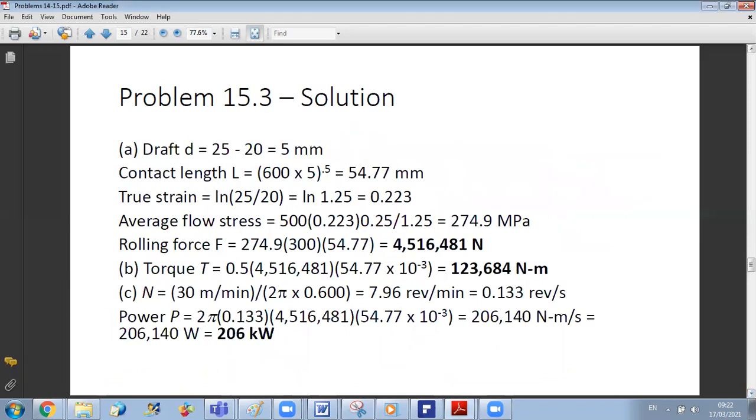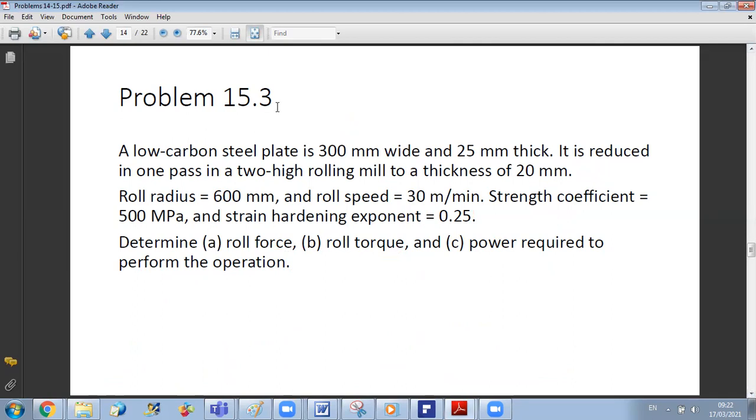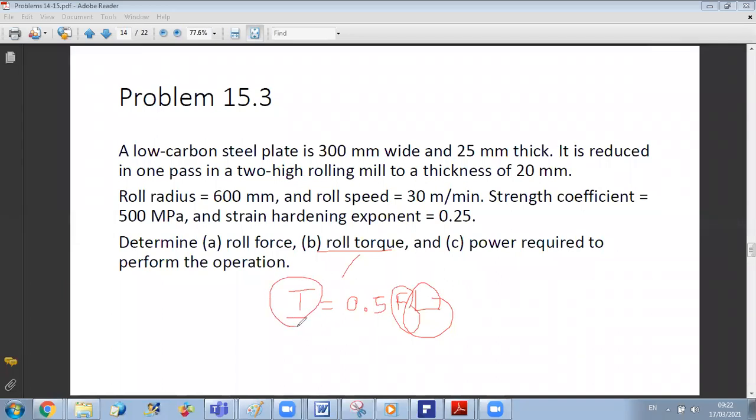So now, in the first step, as we said, we got the force. Now, in the second step, we need to get the roll torque. Since it's the torque per roll, the roll torque is given by T equals 0.5 times F times L. The force is already calculated. We calculated the force together. And concerning L also, it was already calculated. So we just have to replace in the formula to get the value of the torque.